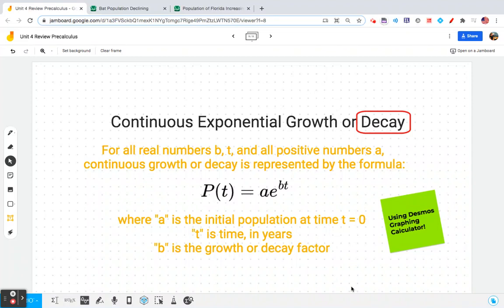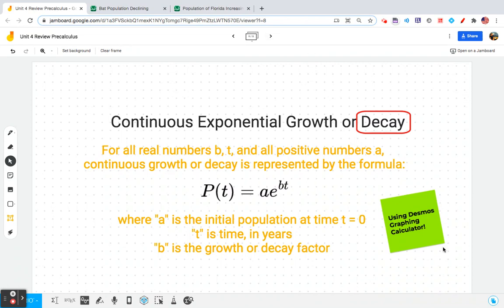In this lesson, we'll be looking at continuous exponential decay. The formula we'll be using is P of t equals A times e to the bt. P is going to be the population of whatever it is that we're talking about. A is the initial population at time t equals 0. T is the amount of time in years that has gone by, and B is the decay factor.